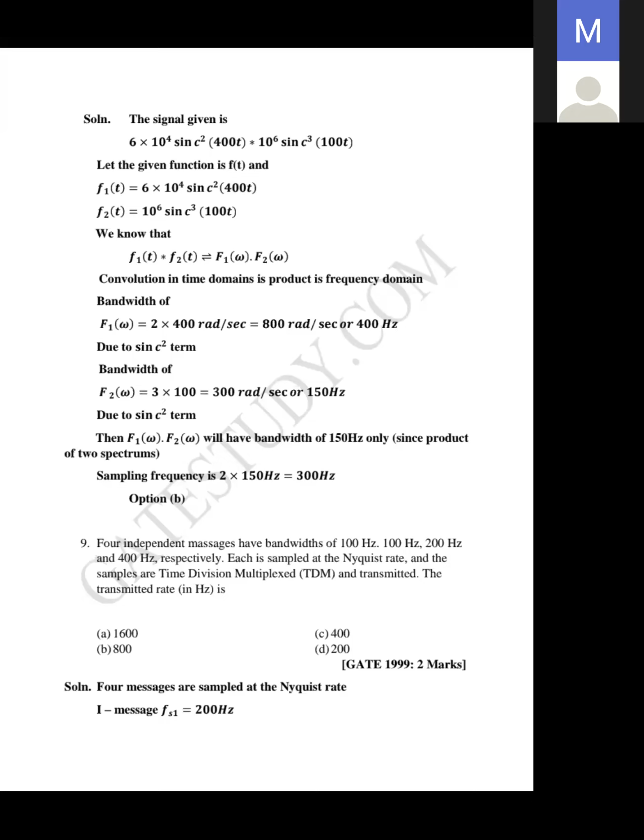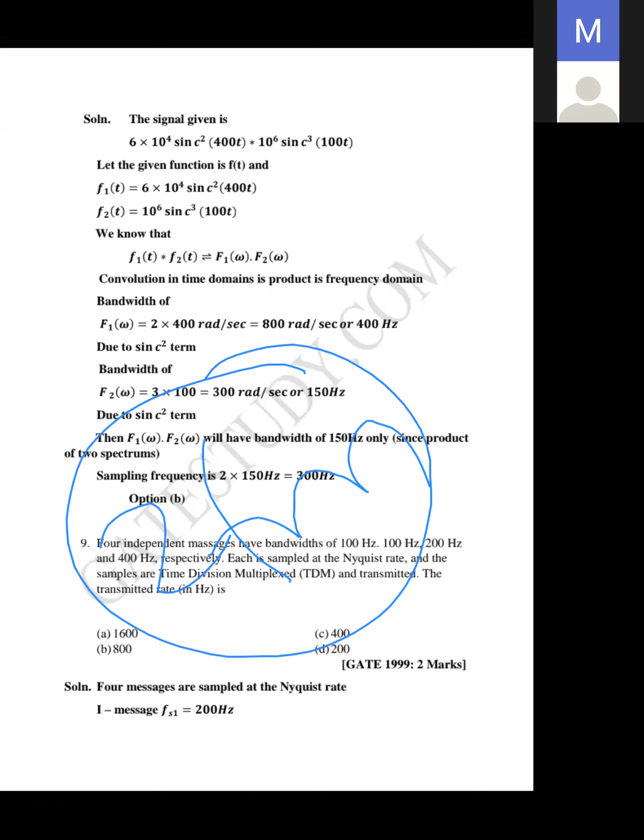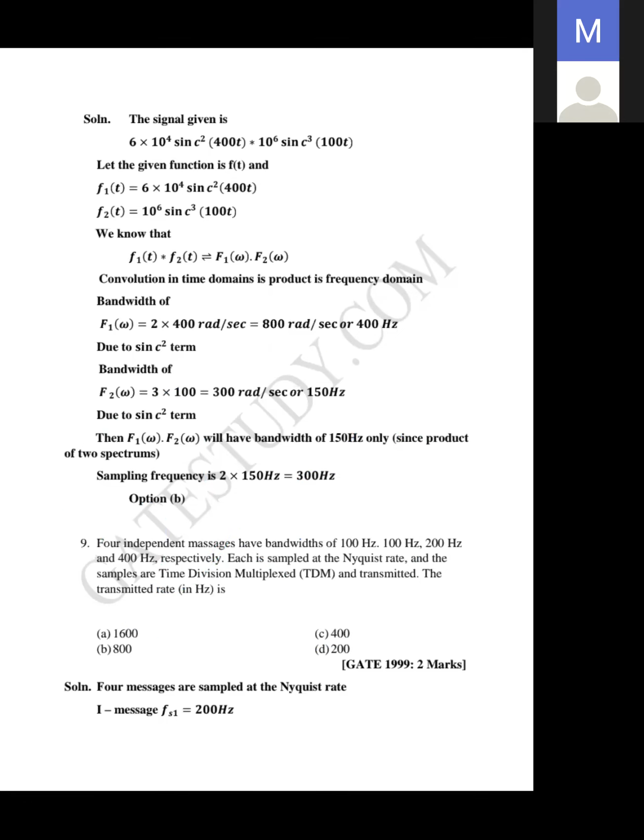Okay, so here we have 4 message signals, and everything is sampled at the Nyquist rate. Nyquist rate is nothing but 2 fm, and they have given fm. So for every message signal we need to do this. For the first message signal, fs1 is 100 into 2, which gives 200 hertz. For the second message signal, again 100 into 2 gives 200 hertz. For the third message signal it is 200 into 2, 400 hertz. And the fourth message is 400 into 2, so 800 hertz.